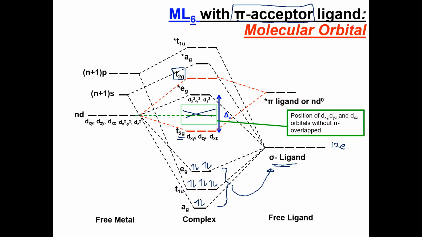And as you can see here, the T2G energy level is slightly below the metal orbital, or the metal energy. So that's why you can say that this T2G orbital will have more characteristic of the metal. And then this T2G star will have more characteristic of the ligand.